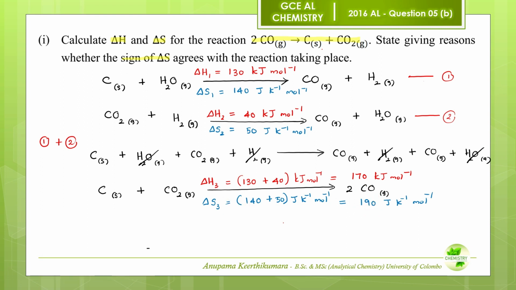When a chemical reaction is reversed, the value of enthalpy change as well as the entropy change are also reversed in sign with the magnitude remaining the same. Therefore, enthalpy change of this reaction is negative 170 kilojoules per mole. Entropy change is also negative 190 joules per Kelvin per mole.